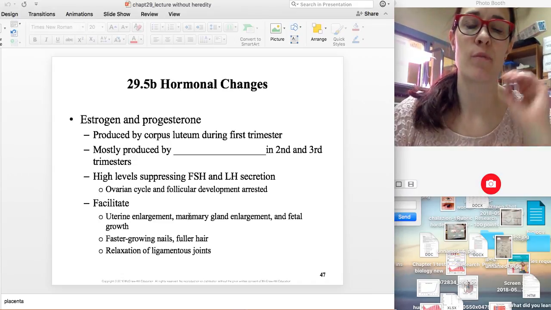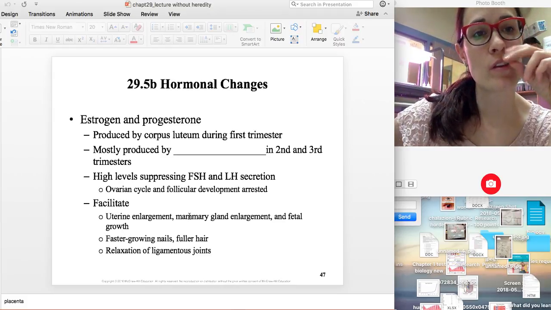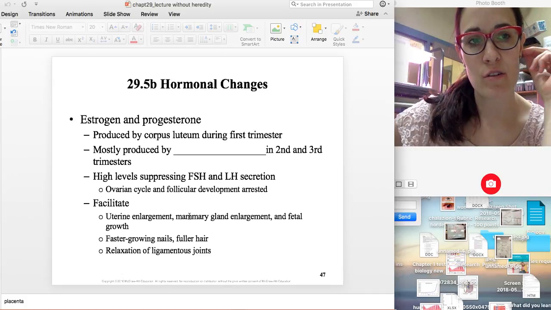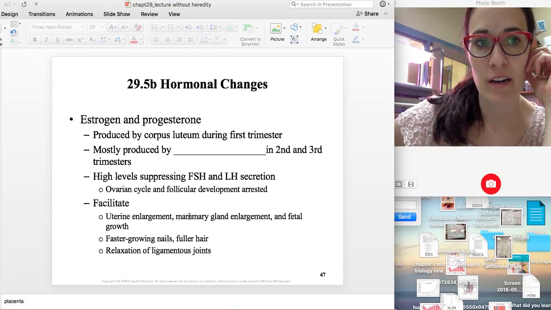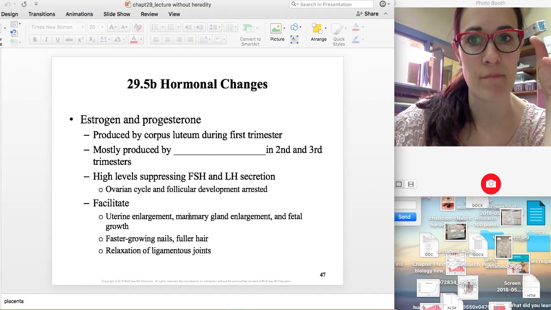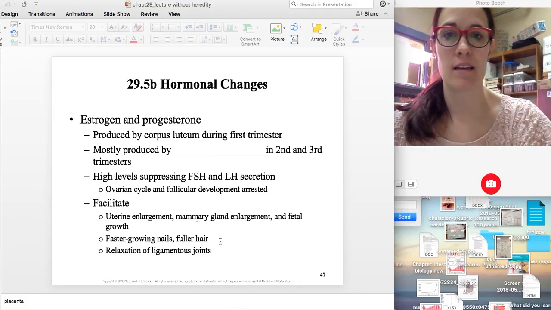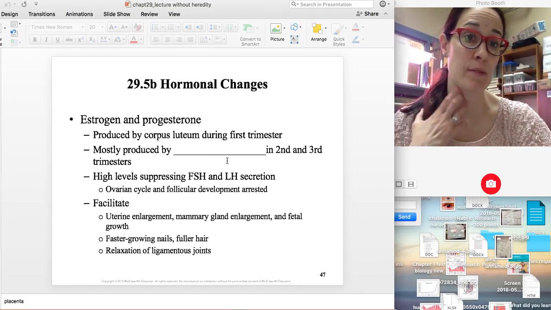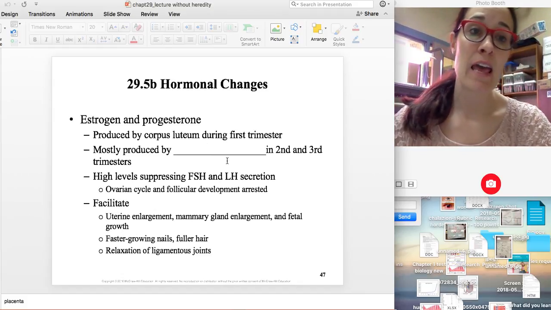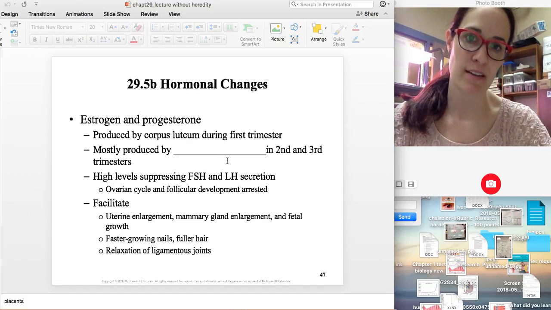Estrogen and progesterone, we've talked about how these hormones are crucial to building the uterine lining, okay? So during the first 3 months of pregnancy, the 1st trimester, the corpus luteum, that degenerating follicle, produces them. But then after that, there's a period of time where the placenta, that's your word here, takes over in producing those hormones. And you do need those hormones to keep increasing throughout pregnancy to maintain the pregnancy.